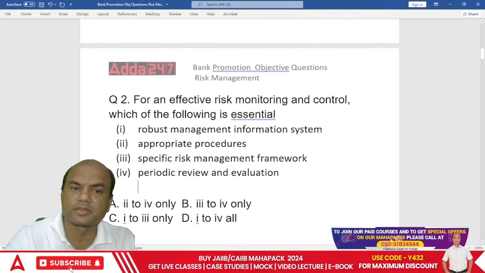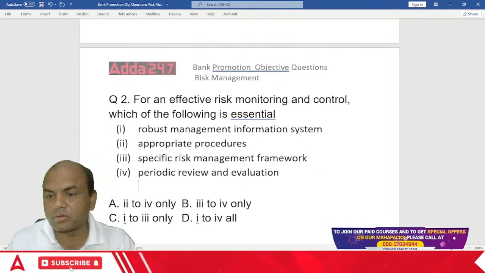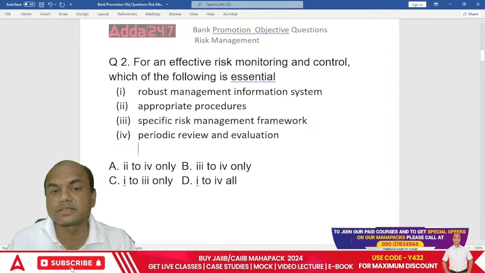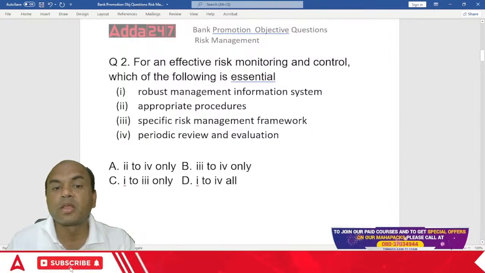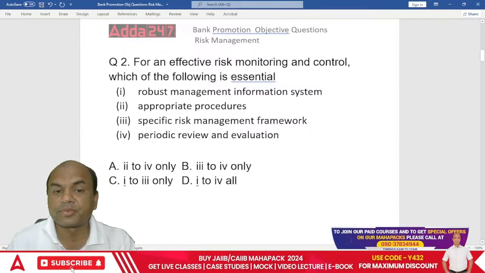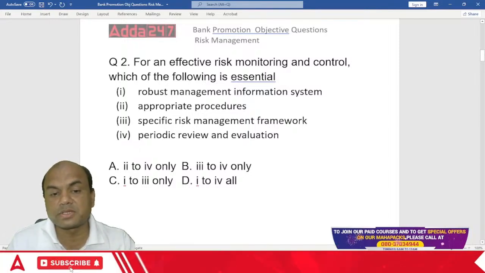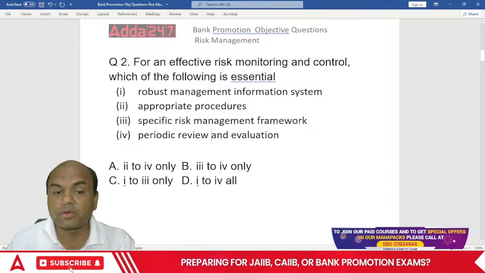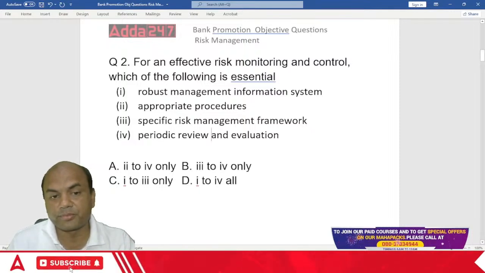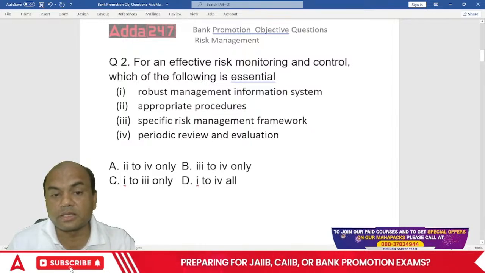Next one. For effective risk control and monitoring, which of the following is essential? 1. A robust management information system, 2. appropriate procedures, 3. specific risk management framework, 4. periodic review and evaluation. So answer A is 2 and 4 only. B is 3 and 4. C is 1, 2, 3. And D is 1 to 4 all.